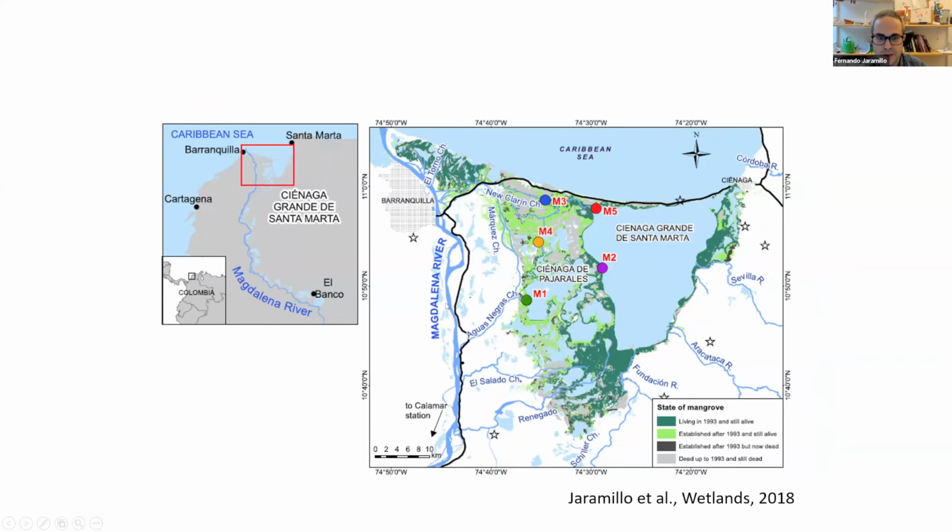So here you see in blue the Magdalena River, which feeds half of the country. All the water that falls in Colombia by precipitation ends up coming out to the Caribbean through this river. So this is the delta of the river, right? And it's covered by mangroves. So it was a beautiful wetland.